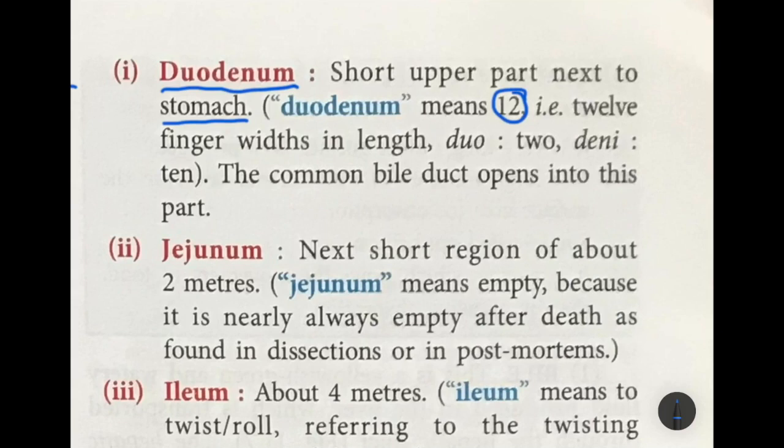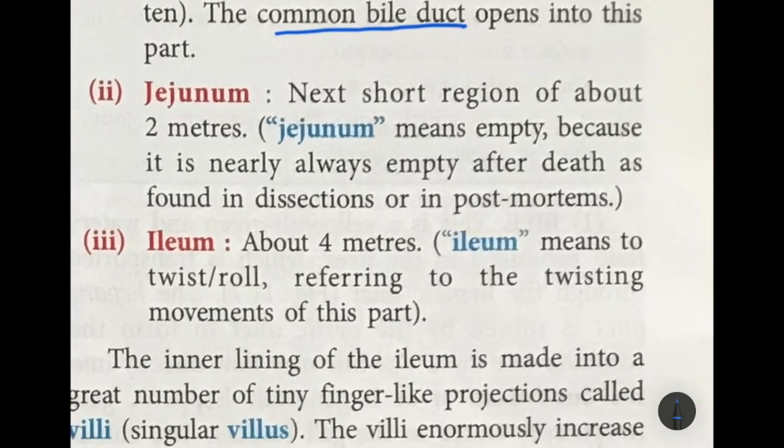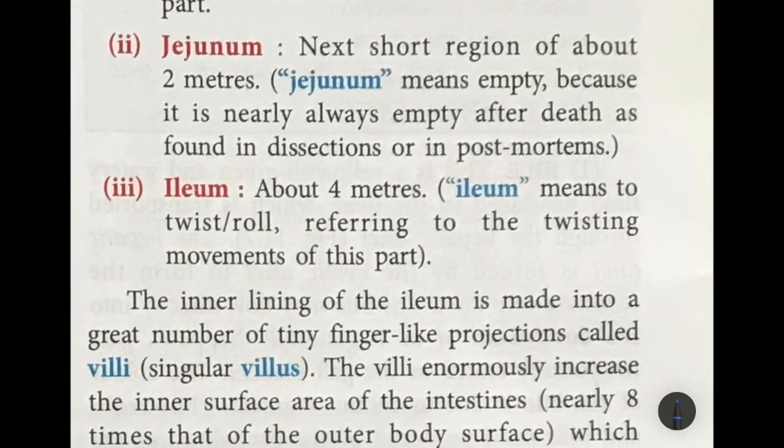And here you find the common bile duct, one coming from the liver and one coming from the pancreas, because the bile comes from the liver and the pancreatic juice comes from the pancreas, which helps in digestion. So it is in the duodenum that this common bile duct opens. Immediately after the duodenum you have a part which is known as the jejunum.